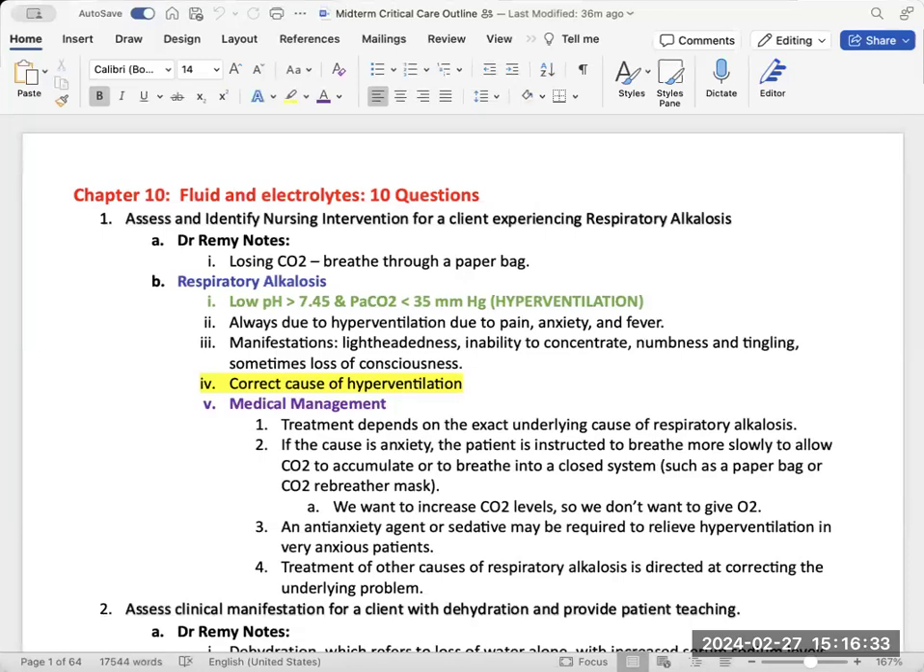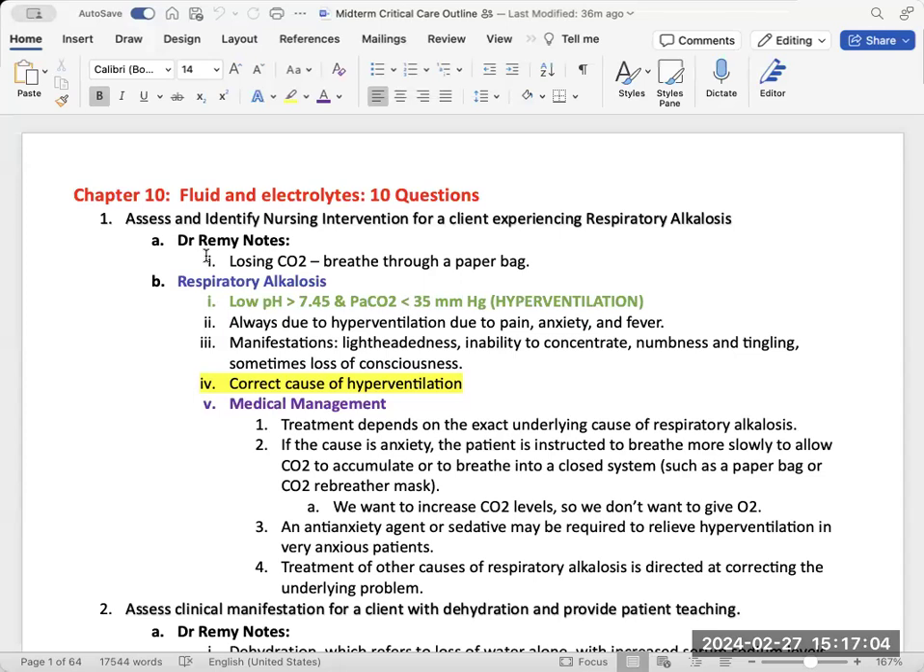Normal pH is between 7.35 to 7.45, and for PaCO2, it's 35 to 45. Exactly. So, respiratory, remember the pH is going to have an inverse relationship with CO2. So, in respiratory alkalosis, we have a high pH, so greater than 7.45, and a PaCO2 of less than 35. They are hyperventilating, so they are breathing very quickly.